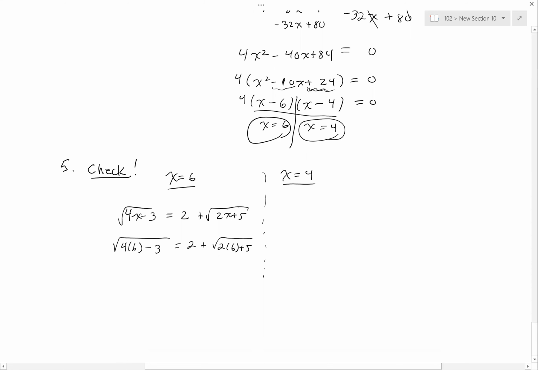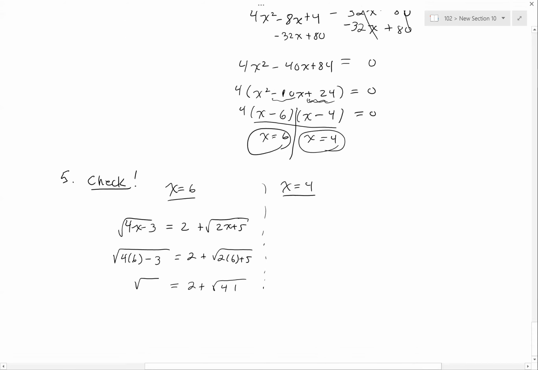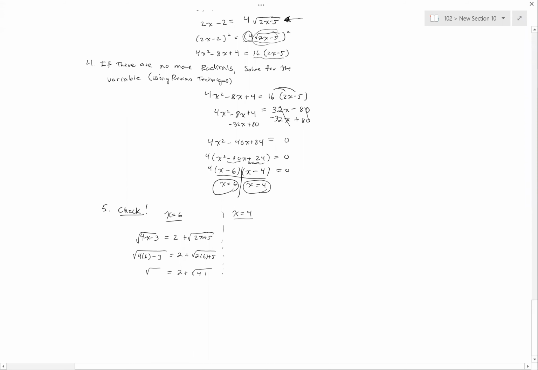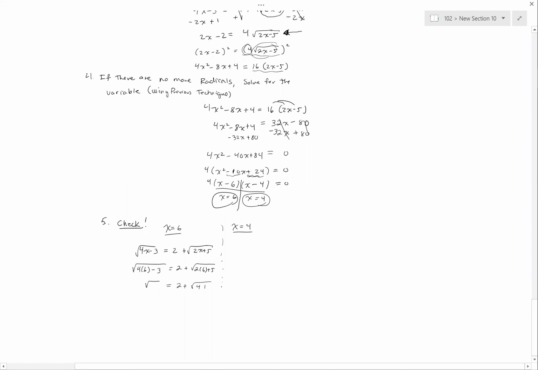If you simplify the left-hand side, you'll have the square root of 21. Oops. So it seems that I made a minor mistake looking at this back here.